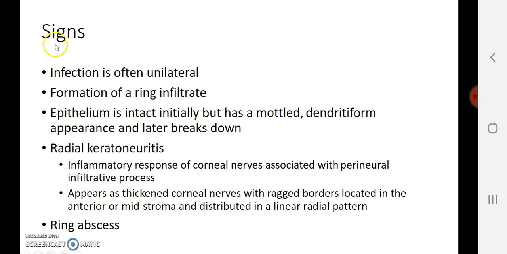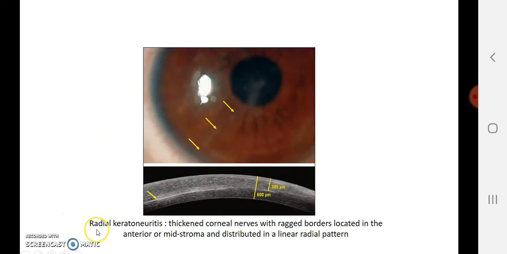Now let us see about the signs of Acanthamoeba keratitis. Infection is often unilateral. A ring infiltrate will usually be seen. The epithelium is intact initially but has a mottled dendritiform appearance, and later the epithelium breaks down. Radial keratoneuritis is an early pathognomonic feature of Acanthamoeba keratitis. It is an inflammatory response of corneal nerves associated with perineural infiltrative process. It appears as thickened corneal nerves with ragged borders located in the anterior or mid-stroma and distributed in a linear radial pattern. Patients can also present with ring abscess.